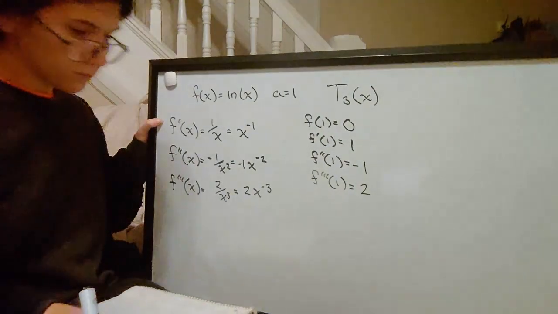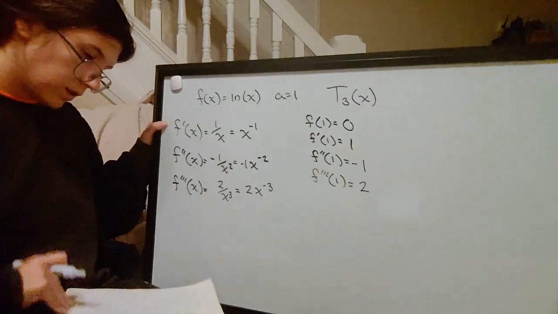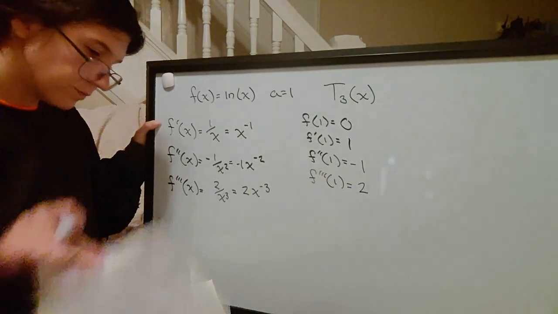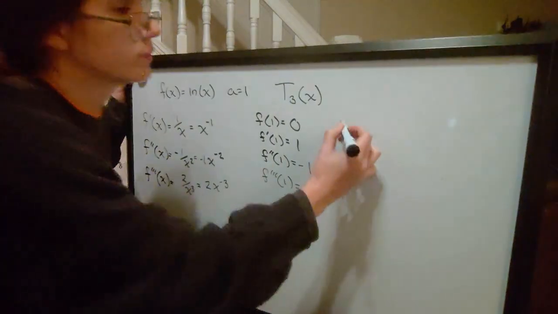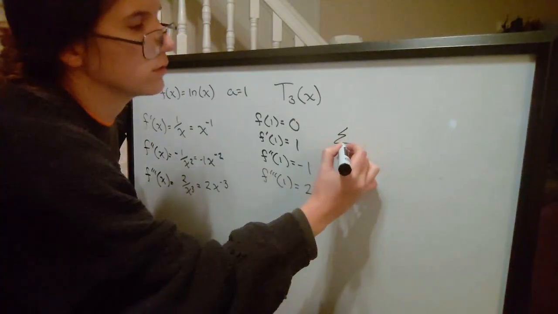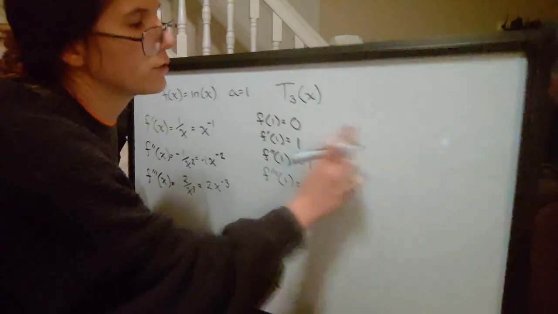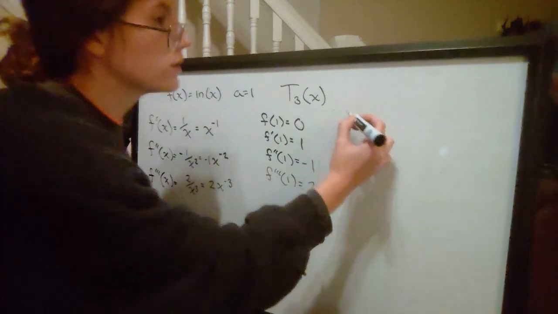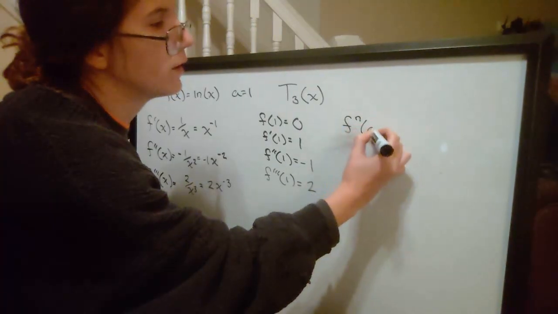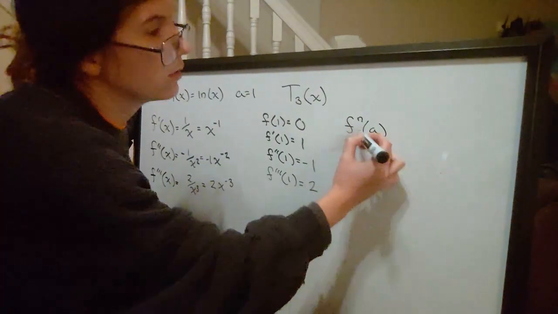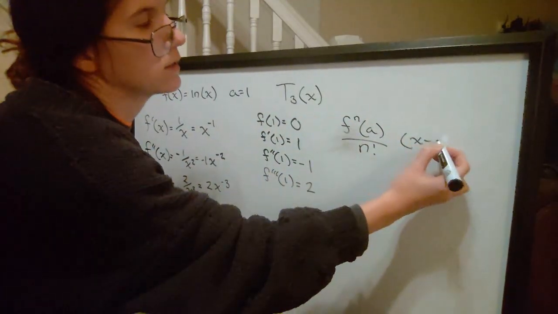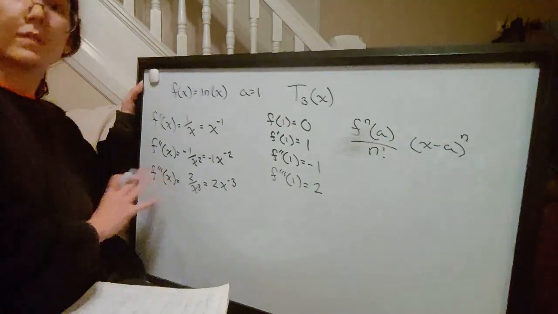All right, so I think it's nice to go back to our formula for our Taylor series. We're not actually summing this to infinity, so we don't need to include that part in this formula, but we just need our nth derivative of a over n factorial times x minus a to the n.